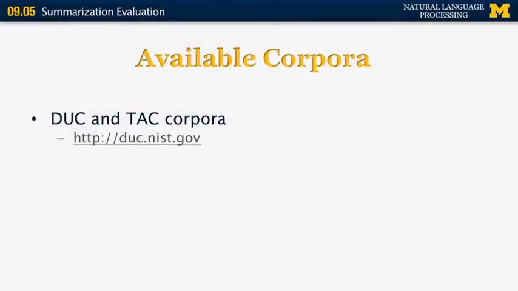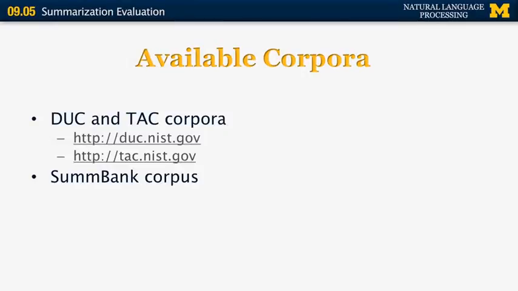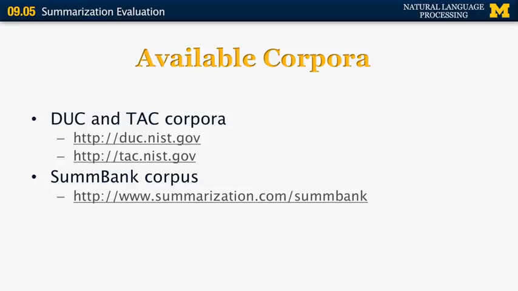So the corpora that we use there include both single and multi-document summarization corpora, and they're available on the DUC and TAC respective websites. Another corpus is SumBank, which includes English and Chinese language documents and summaries, both manual and automatic, and evaluations based on relative utility, and precision and recall, and many other metrics. This one is available from summarization.com.